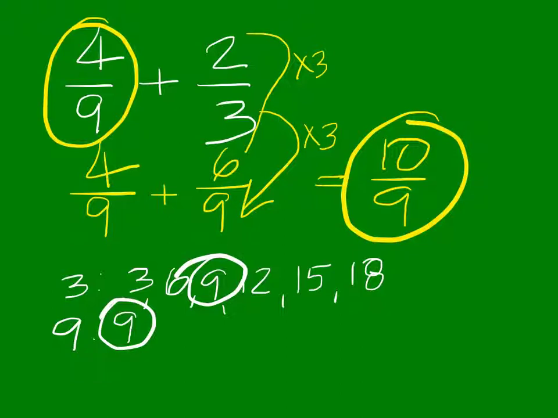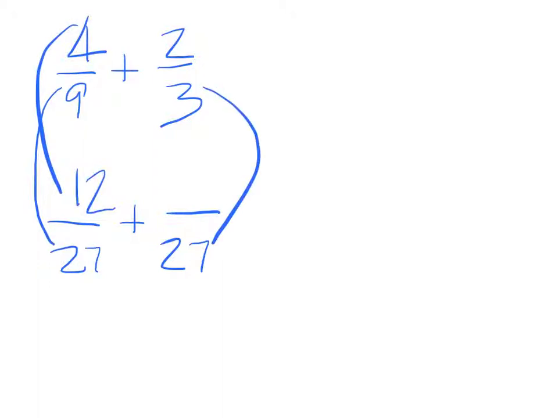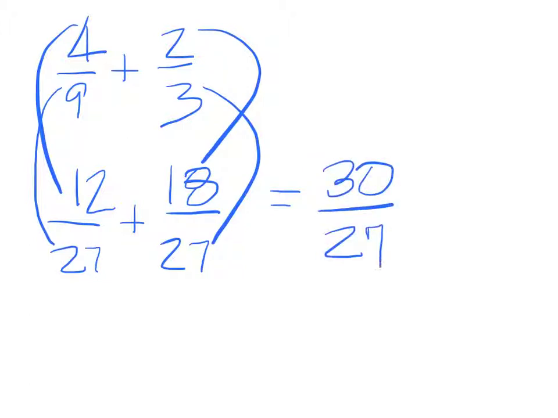But I'll do it with what most of you used. Here's the same problem, 4 over 9 plus 2 over 3, and a lot of you use 27. Okay, so we'll use 27. I multiply 9 by 3 to get 27, so 4 by 3 is 12. 3 times 9 is 27, so 2 times 9 is 18. So I would get 30 over 27.